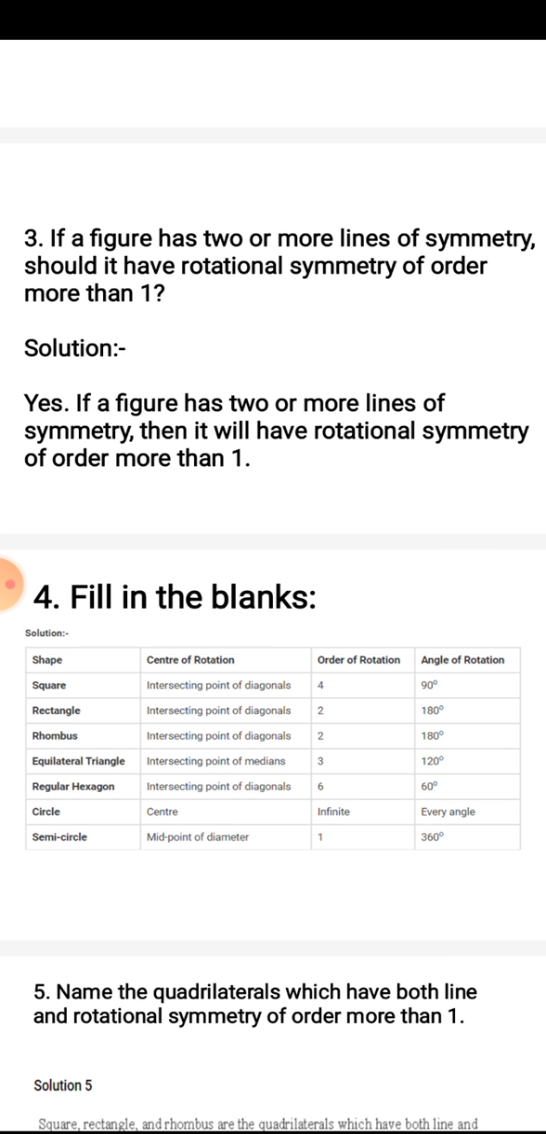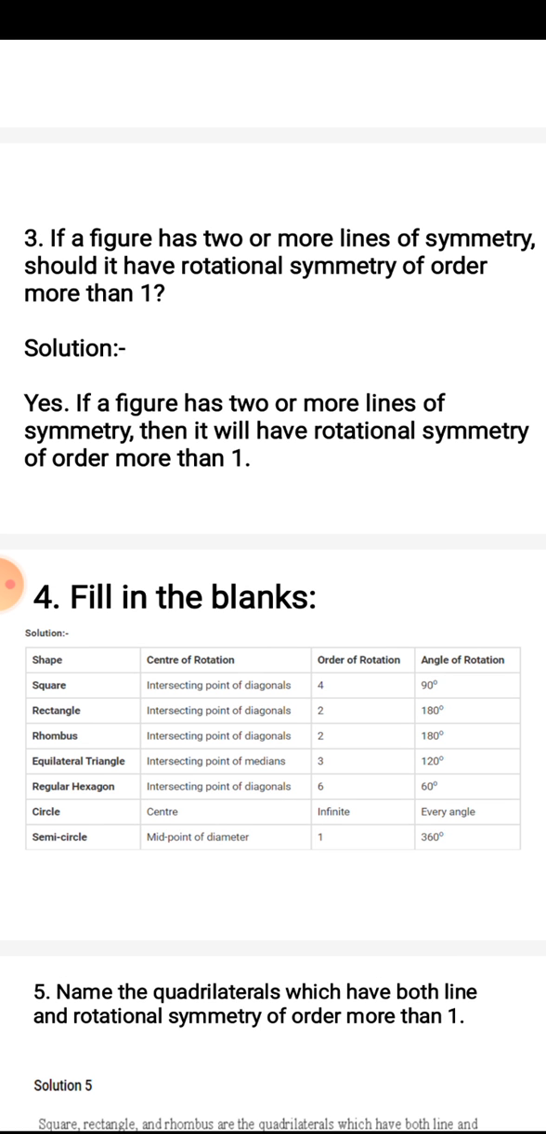Then equilateral triangle. It has 3 lines of symmetry. The center of rotation is the intersecting point of the medians, that means the centroid of the triangle. The order of rotation is 3, and then the angle of rotation is 120 degrees. That means 360 by 3, which is equal to 120 degrees.